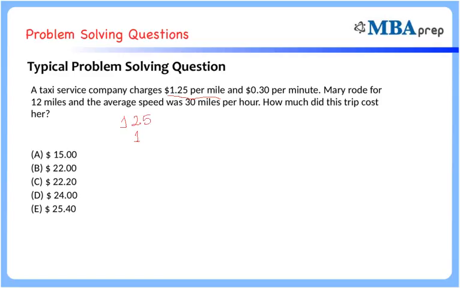125 times 12. But that's not the best thing to do. It's 250 times 6. It's better. And I can yet split that into a better way. 500 times 3. So I have $15 for the first part of the problem.